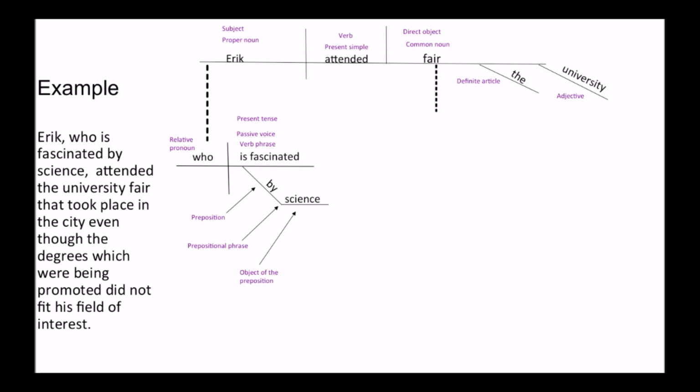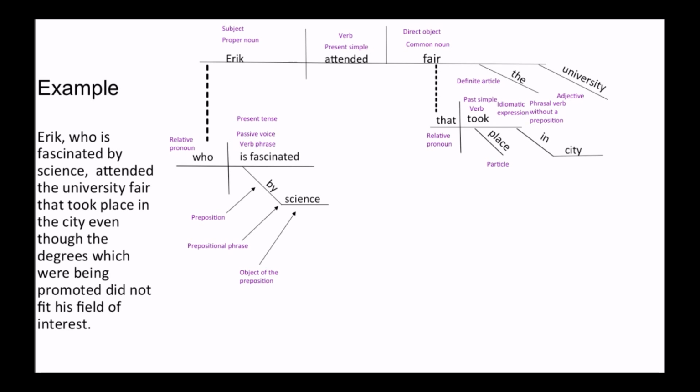So which university fair? The one that took place in the city. So it's another relative clause. That is the relative pronoun. Took is a verb and it's in past simple. Place, together took place, is an idiomatic expression. It's a phrasal verb without a preposition. Most phrasal verbs have a preposition like throw up, but this is one of those special ones that doesn't. So here in took place, place is a particle.